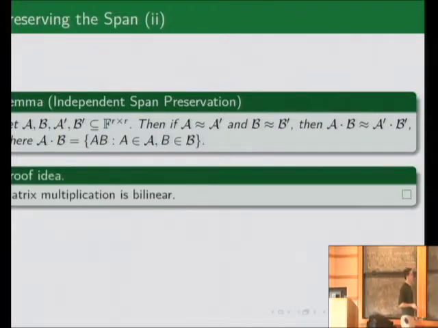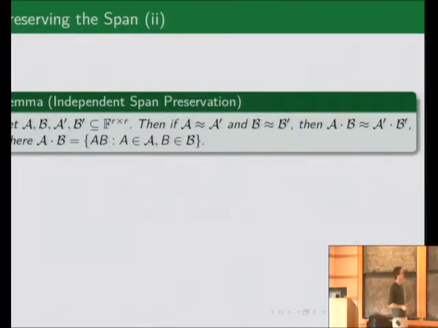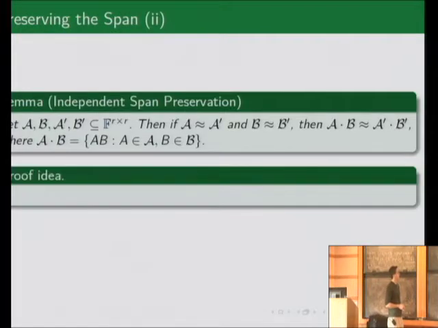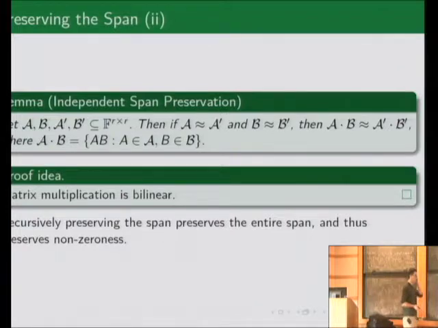The proof of this is very simple: matrix multiplication is bilinear. Here we're not talking about equality of dimensions, but equality of matrix spans. When I say matrix spans are equal, I'm really saying that the span of these sets is equal. So the idea is that we recursively preserve the span on the left-hand side and the right-hand side. This will preserve the span of everything, and in particular it preserves non-zeroness.